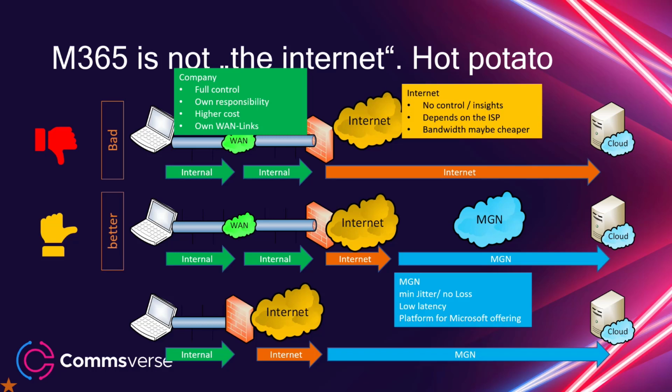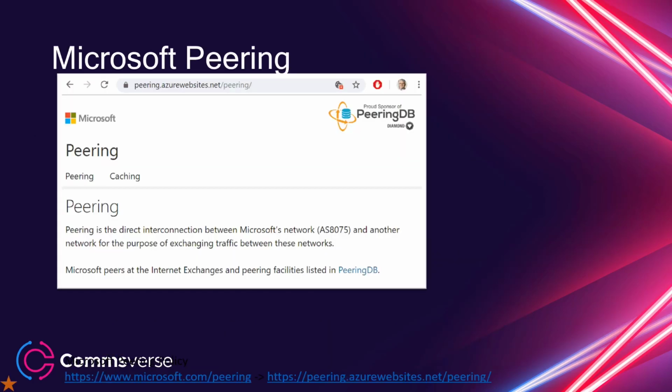Sample from the practice, I have a customer in Hamburg with a location in Dubai. The latency from Dubai to Hamburg is 10 milliseconds slower than from Dubai over the internet to the mailbox in Amsterdam. The networking guys got crazy because, hey, we have a great network. Yeah, but Microsoft has a better one. So why don't you use the Microsoft network?